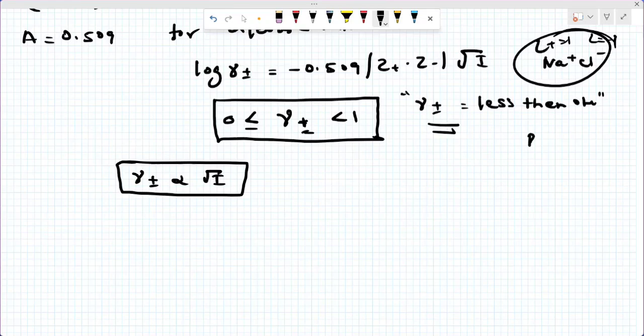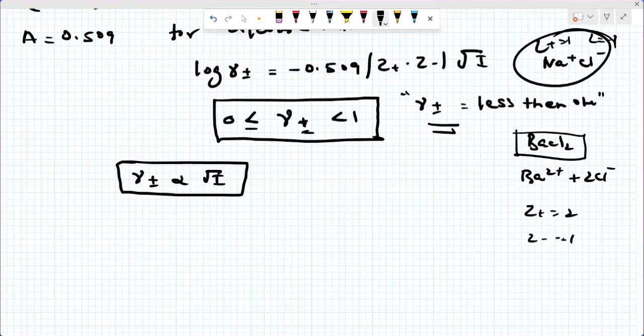If it is BaCl2, it is Ba2 plus and 2Cl minus: the Z plus value is 2 and the Z minus value is 1. If you know the ionic strength of BaCl2, we can find out the activity coefficient. So we are going to find out the ionic strength. This is very, very important. Please note, calculation of ionic strength is the most important concept.